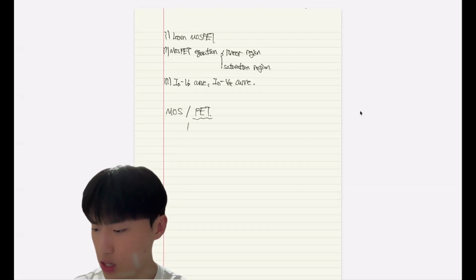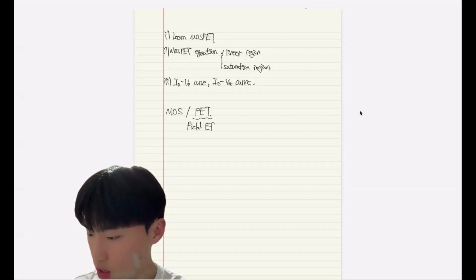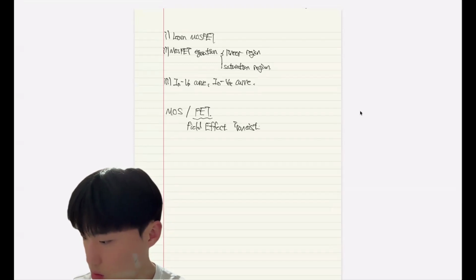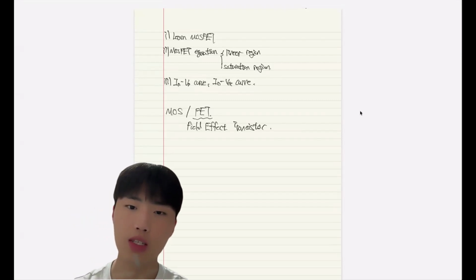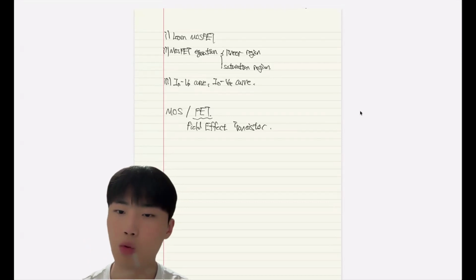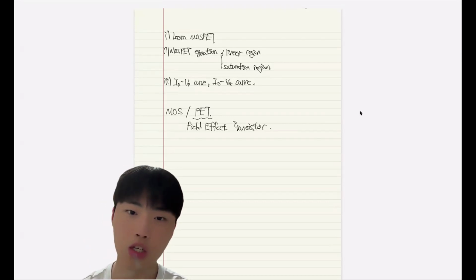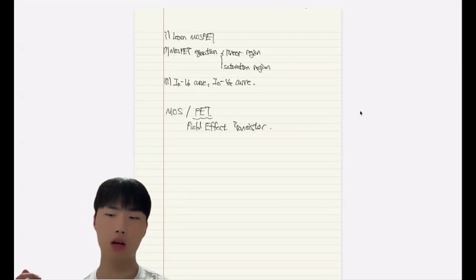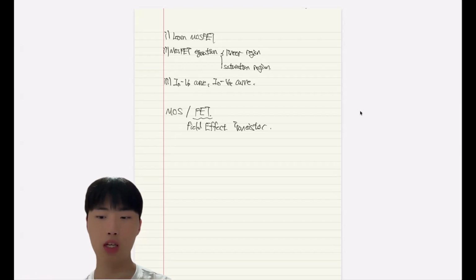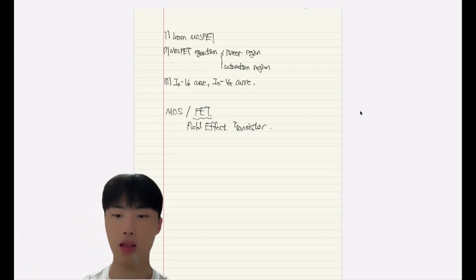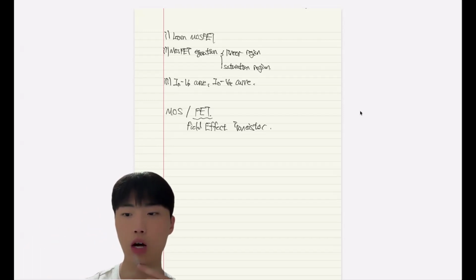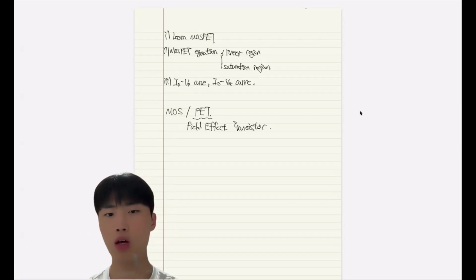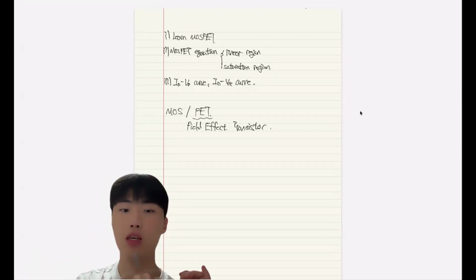So it is field effect transistor. What is a transistor? Transistor is a word that is a combination of trans and resistor. So the transistor is something that changes the resistance so that it controls how much current is flowing. But this transistor uses the field effect.